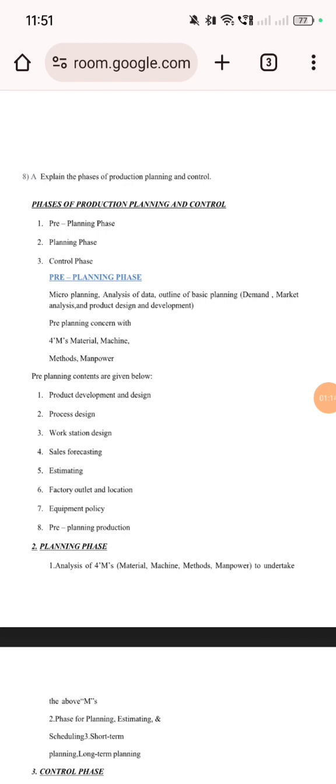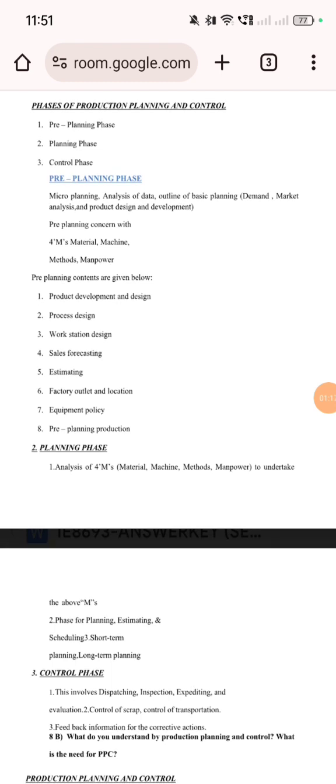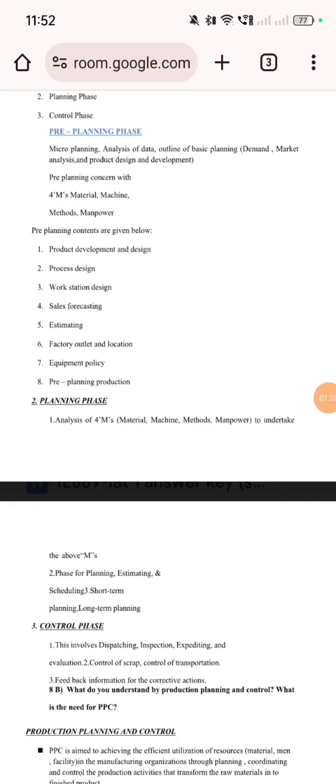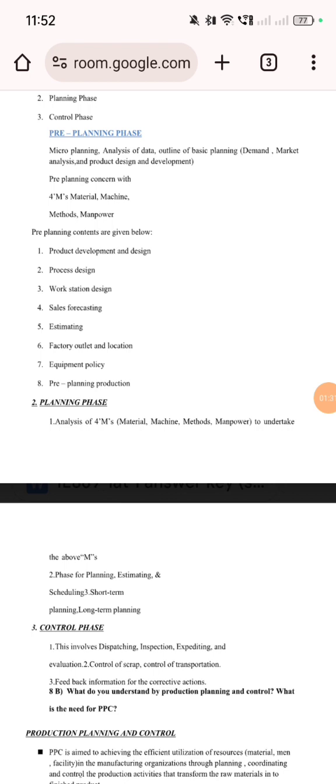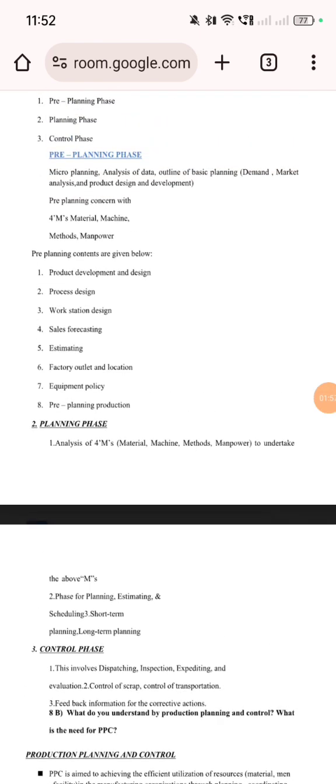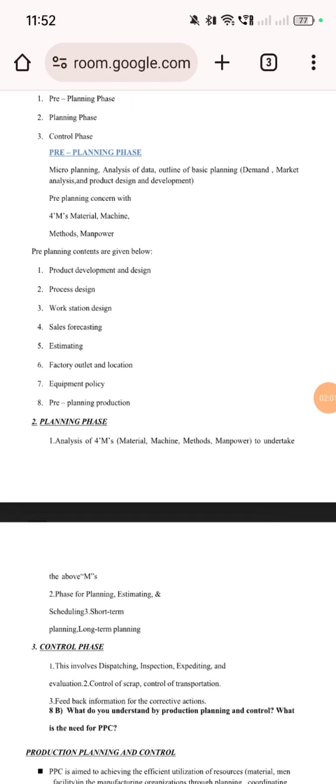It depends upon micro planning and analysis of data, outline of basic planning, demand and market analysis, and product design and development. Pre-planning is concerned with the 4M: material, machines, methods, manpower. Pre-planning depends on the raw material concerned, the utilization of resources and materials in the manufacturing organization through planning, coordination and control of production activities, which transform raw materials. This is the main thing of production planning control. Then the pre-planning contents are given below.